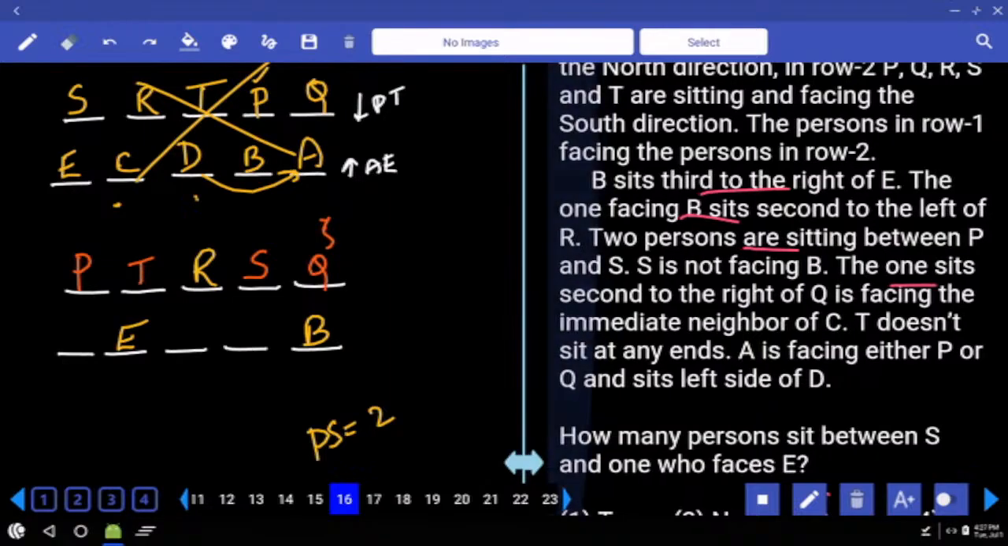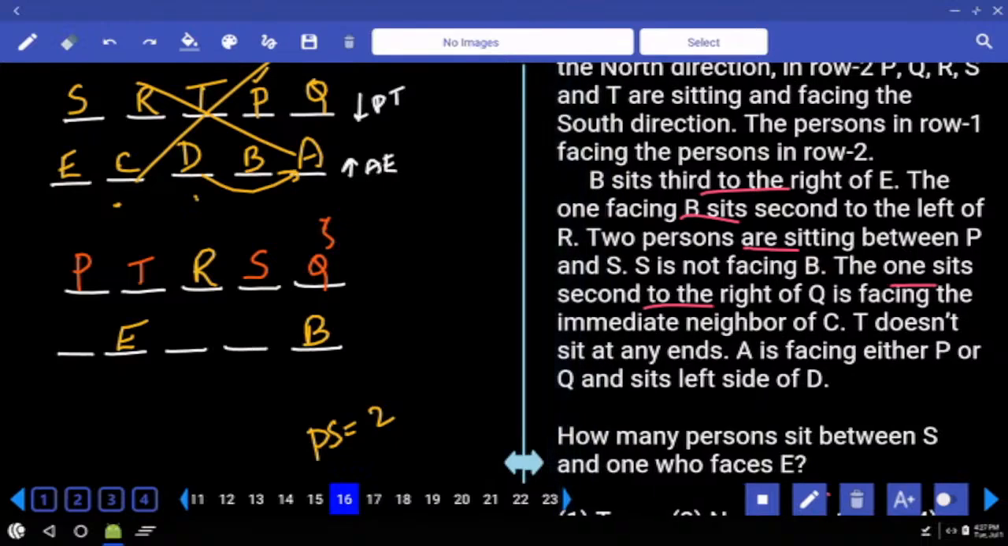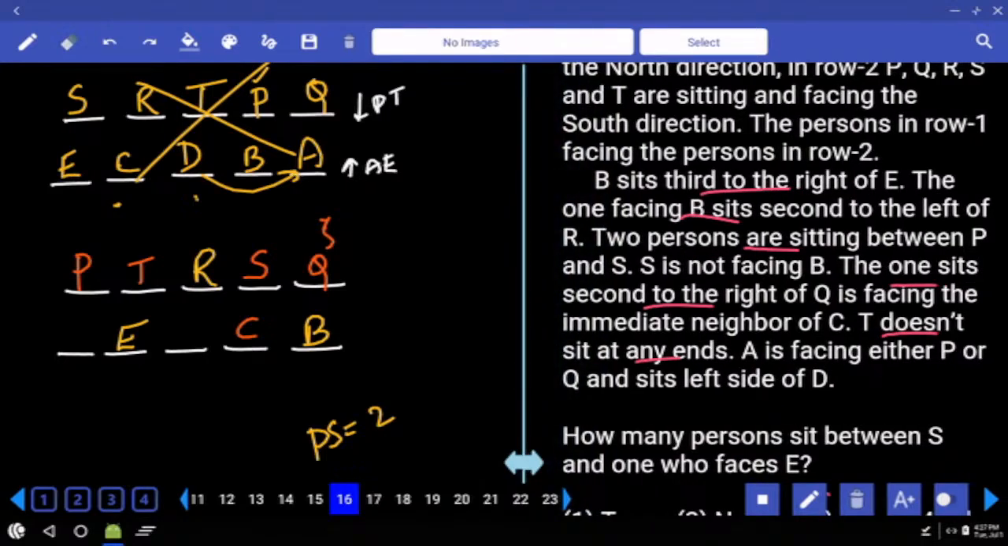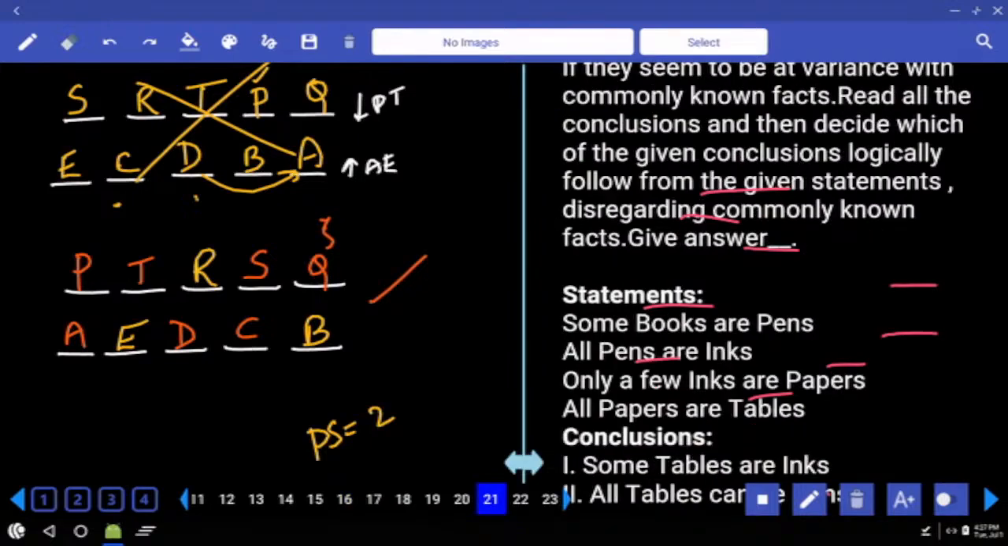Then the one who sits second to the right of Q is R. R is an immediate neighbor of whom? C. Then T does not sit at any ends. A is facing either P or Q. A cannot be opposite to P, Q is opposite to P, and A sits to the left of D. Now this is the final arrangement: PTR, SQ, AE, DCB, for questions 16 to 20.